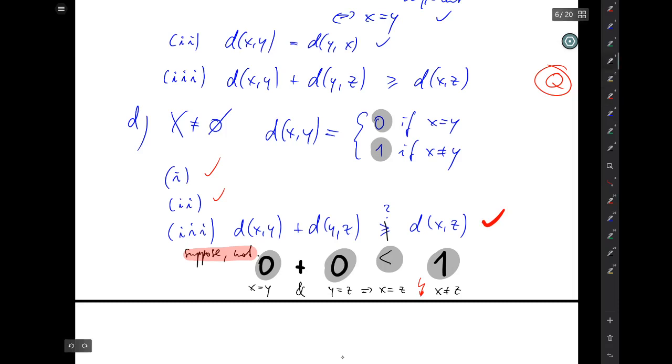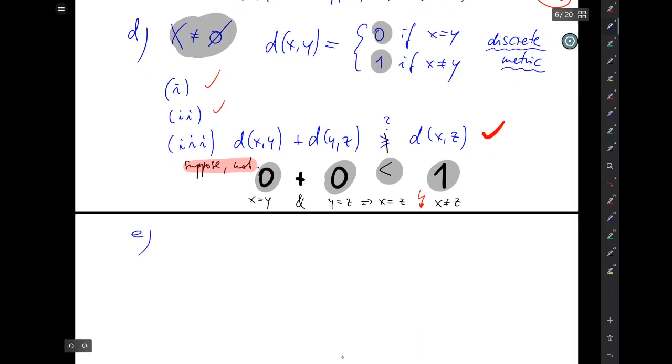This particular metric, which you can use on any space you want, as long as it's not the empty set, has a name. It's called the discrete metric. Discrete because you do not get a whole lot of different answers for d. You only get 0 and 1. There's only 2 different answers, and I guess that's why it's called discrete. We might come back to that. Let me give you one more example.